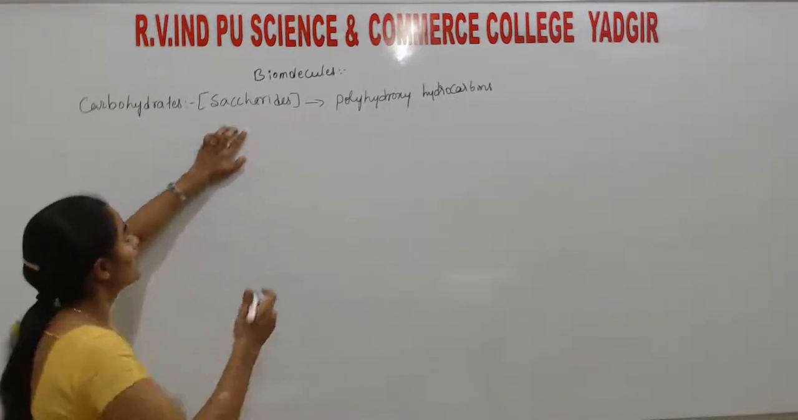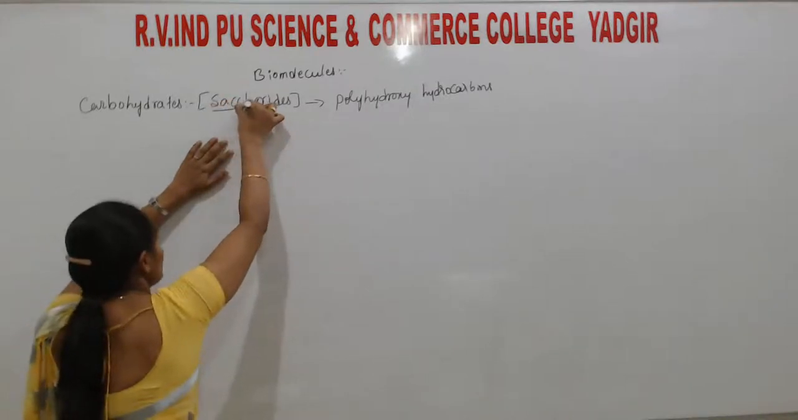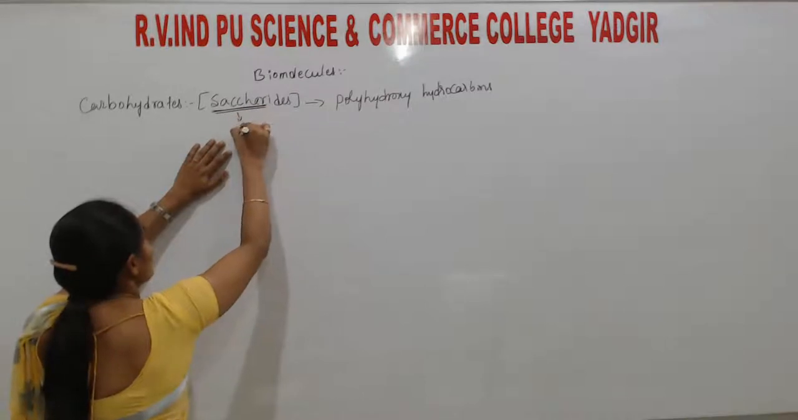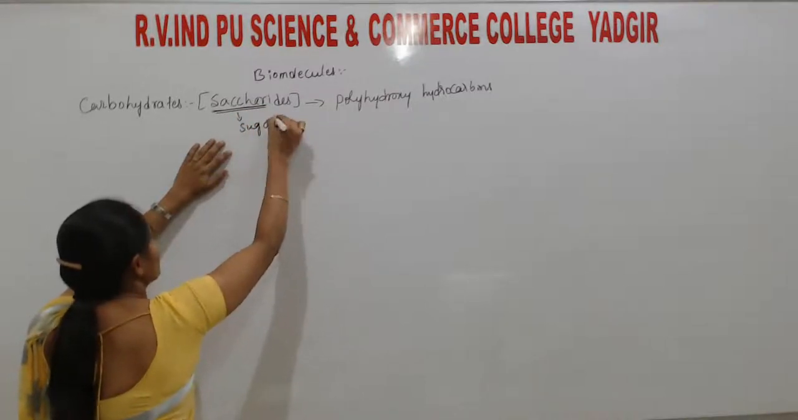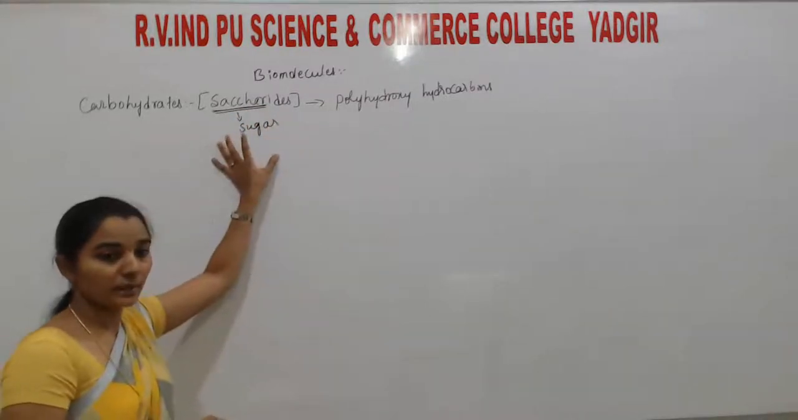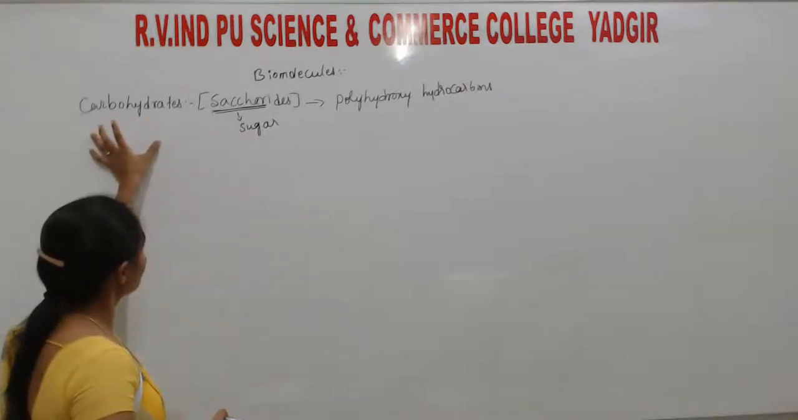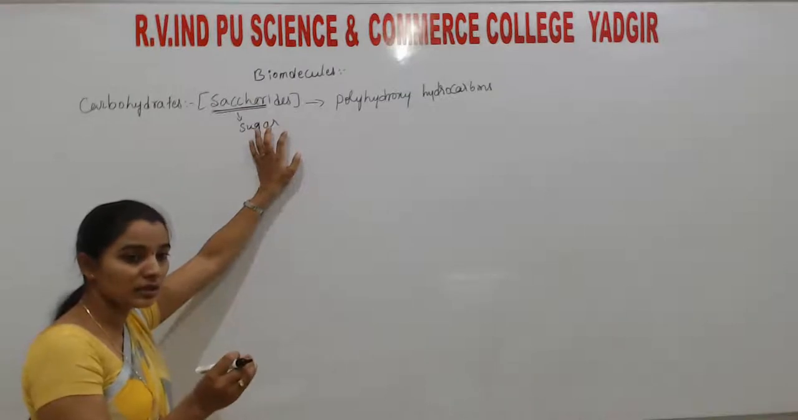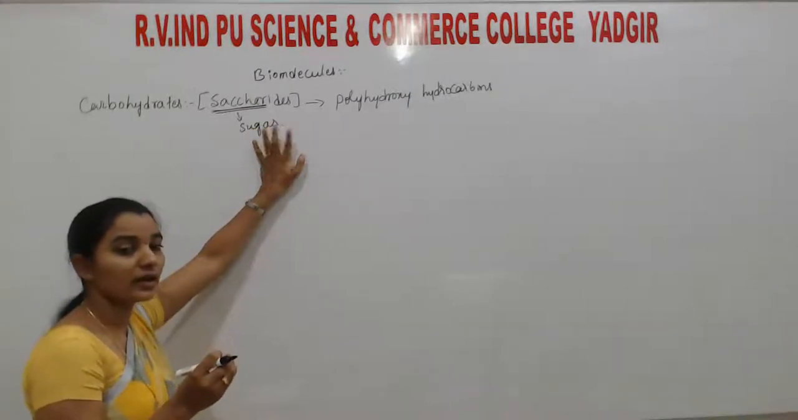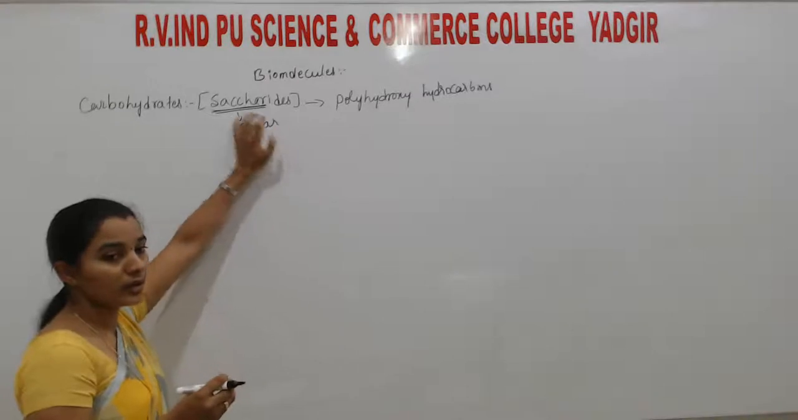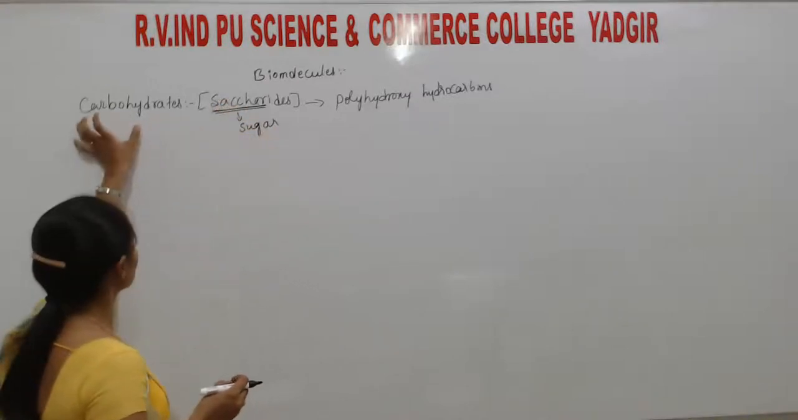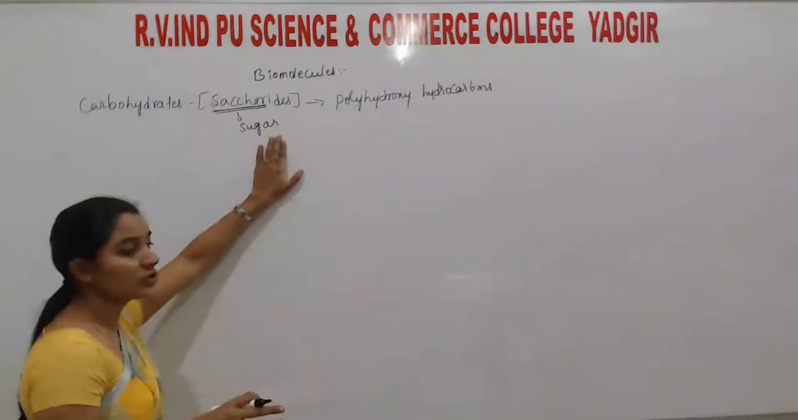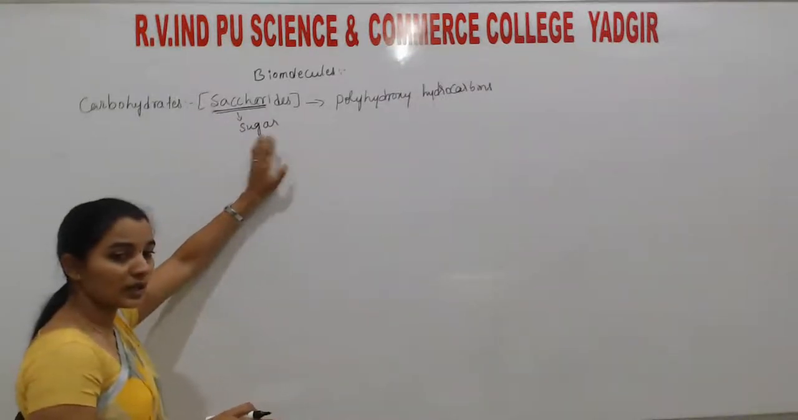Why are they called saccharides? Because according to the Greek word, sakkar means sugar, sweet in taste. These carbohydrates have the property of sugar, meaning they are sweet in taste. That's why they are called saccharides. Upon decomposition, they give sugars.